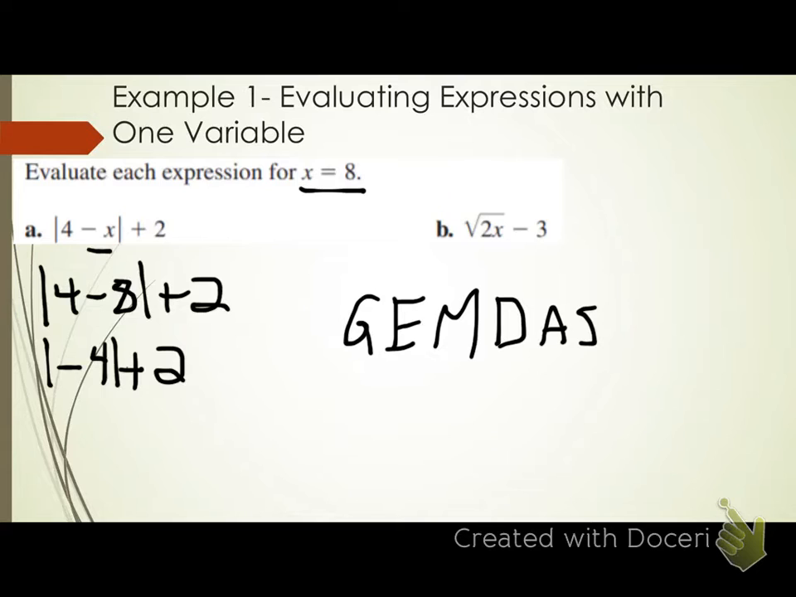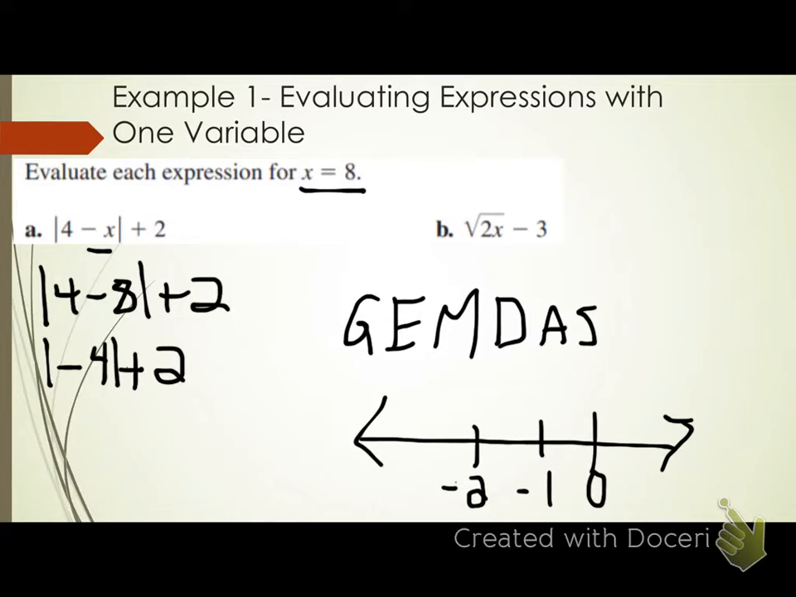The word I'm looking for starts with a D. Let's look at a number line here real quick. My absolute value, I'm talking about the distance from 0. That's what my absolute value means. Okay? Can a distance be negative? Cannot, can it?